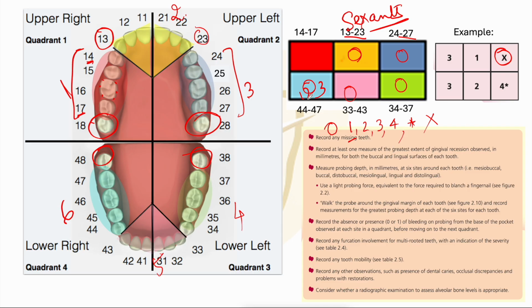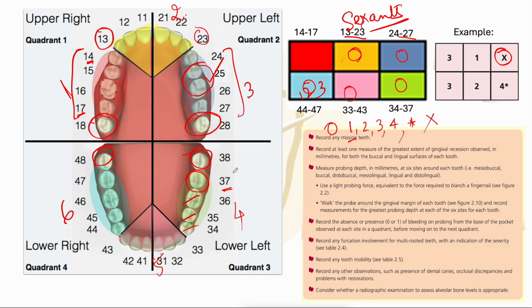And to get inside this box, there should be two teeth in one sextant. If this sextant has two teeth, then only are we going to consider that. If only one tooth is present, for example, these teeth are absent and only your 37 is present, then what are we going to do? We are going to put it in the adjacent sextant.